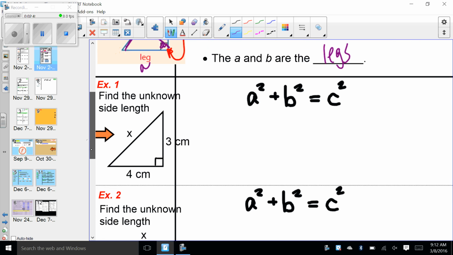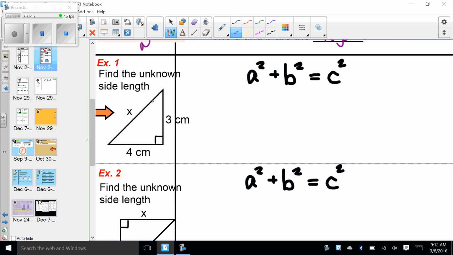So we're going to talk about how we find the unknown side length over here of x. First of all, we identify here's the right angle. The side opposite is called the hypotenuse, and that's always our c. The other two sides don't matter. We have a 4 and we have a 3. They're called legs. One of them can be a, one of them can be b. So I'm going to call this one a and this one b.